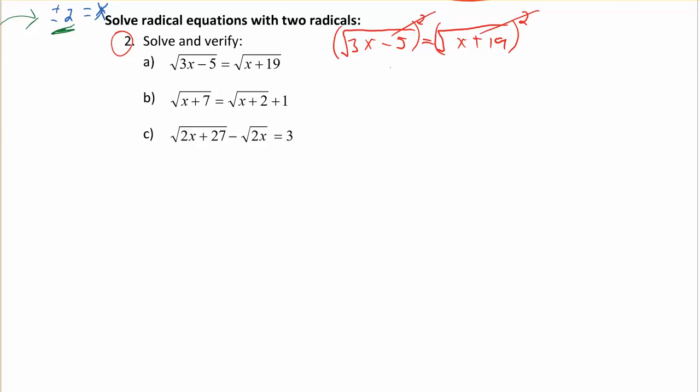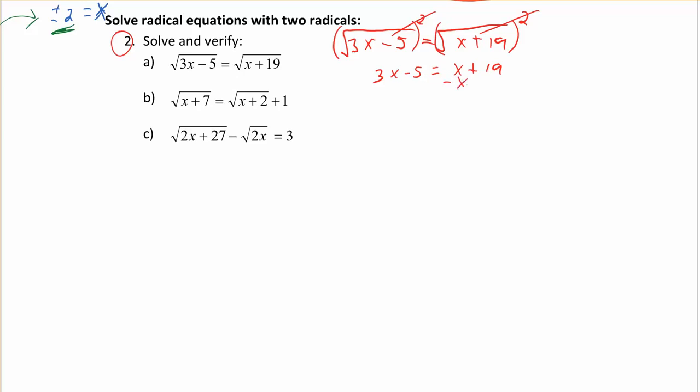a lot easier. So what I'm left with is 3x minus 5 is equal to x plus 19. Now all I gotta do is get x's on the same side of the equation and just the other numbers on the other side of the equation. So I'm gonna bring x's to the left side. Doesn't matter, I could go to the right side too, but I'm just gonna bring them to the left side, numbers to the right.